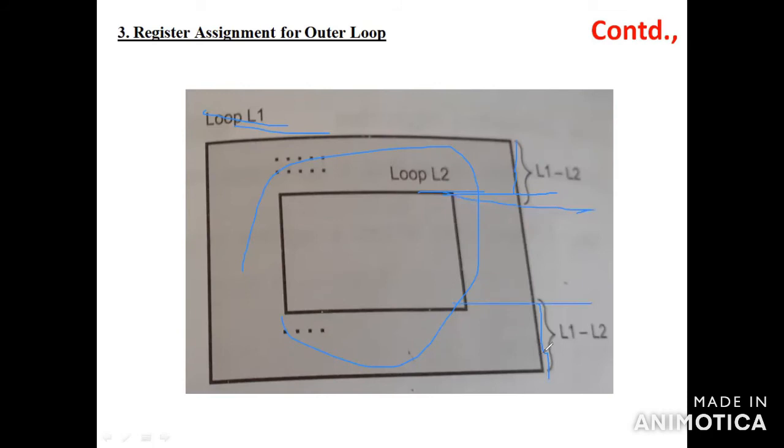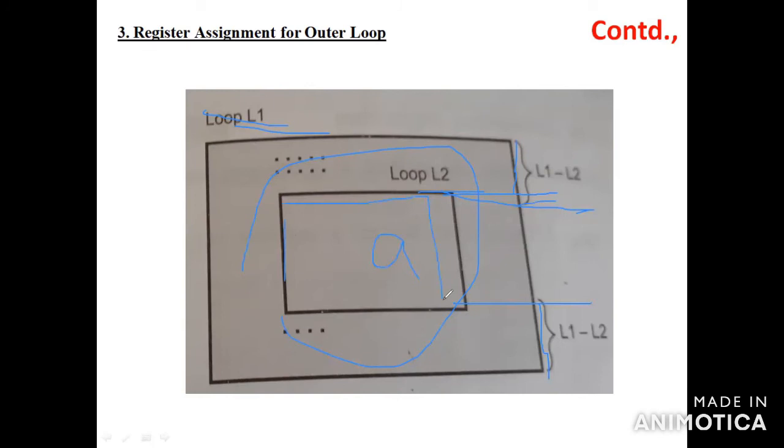So what are the criteria for assigning registers for the outer loop in register assignment? If A is allocated for some variable in loop L2, it is allocated for the inner loop L2 only, which means it is not assigned for L1. This is the first criteria.